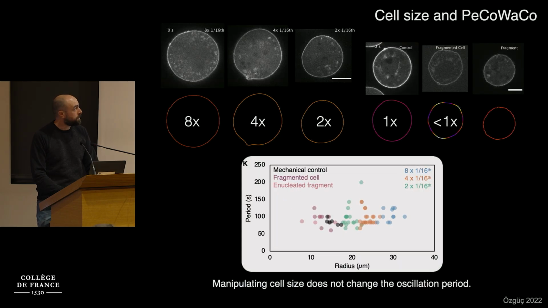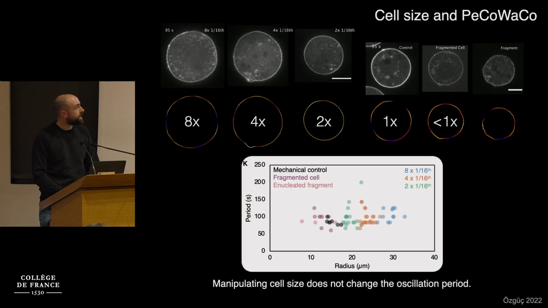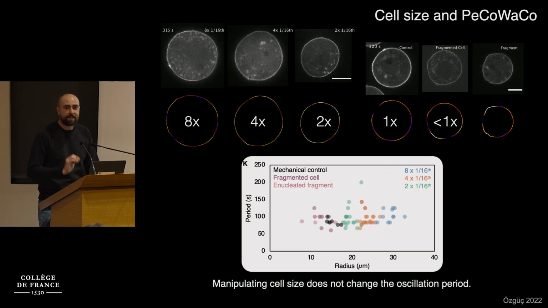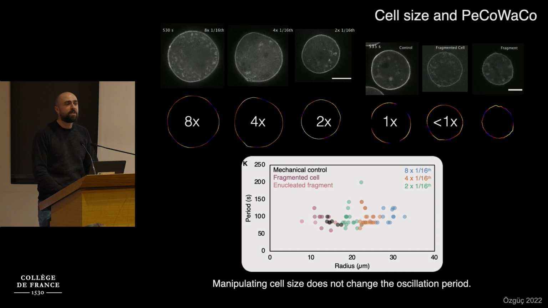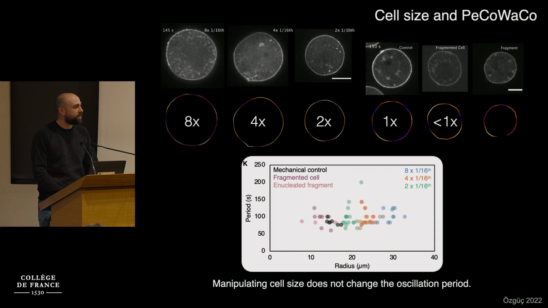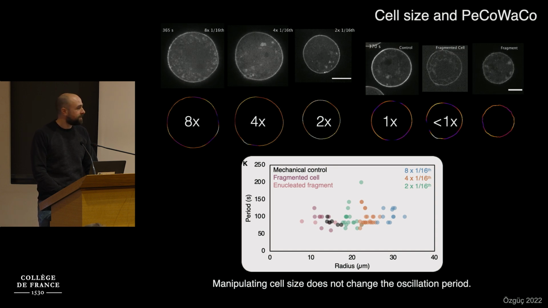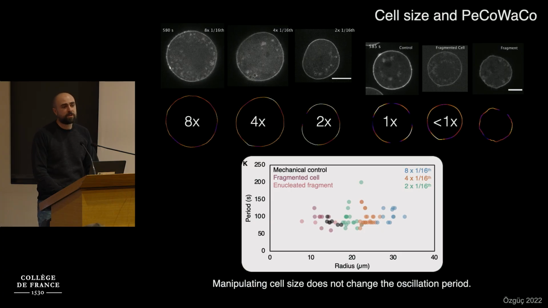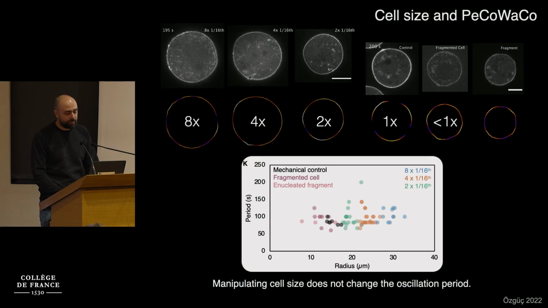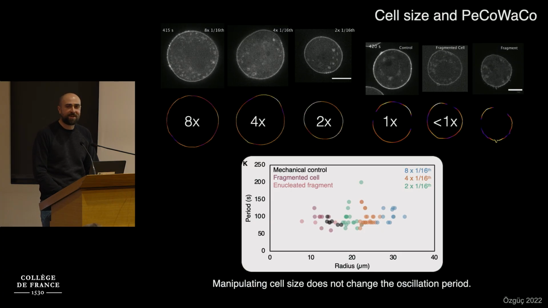And lo and behold, you make those giant cells, the small cells, and then the period stays exactly the same. So even though size and oscillation period are very nicely correlated, this is not what controls the periodic contraction. Very disappointing, but that's just how it is.